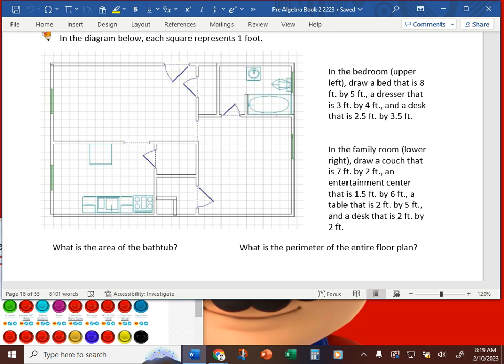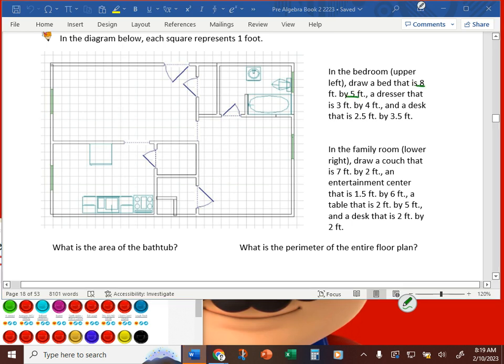Where do you want that bed to go? Where do you want that dresser to go? Where do you want the desk to go? It doesn't really matter, but what you need to make sure of is that things are drawn to scale, right? If you're drawing a bed that is 8 feet by 5 feet, how many squares long does the bed need to be? 8, right? Each square represents 1 foot.